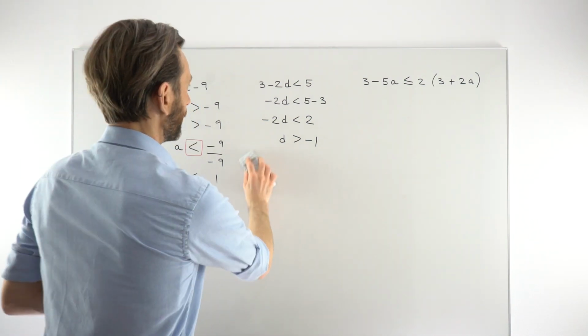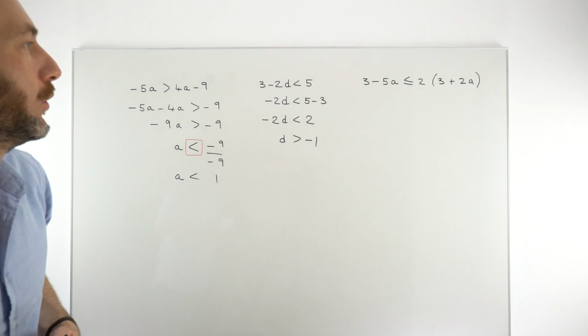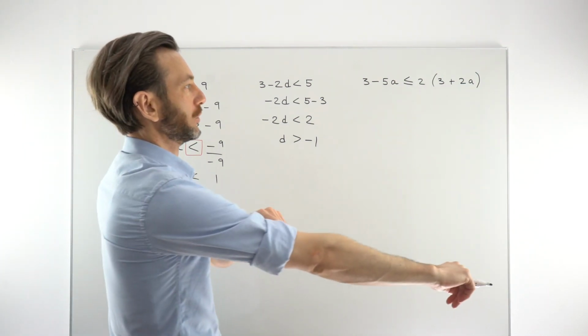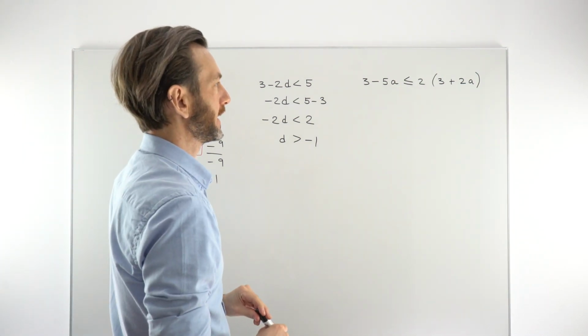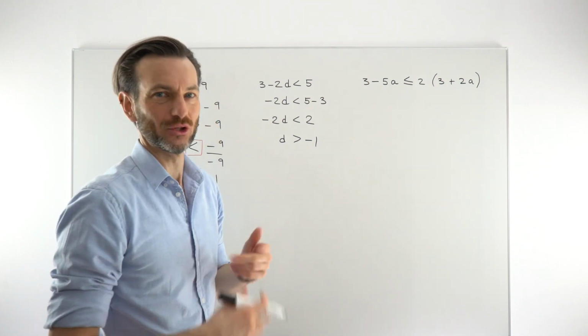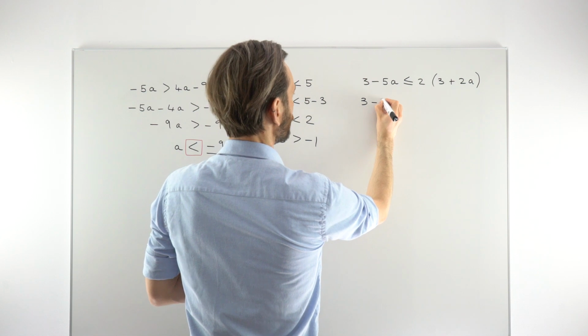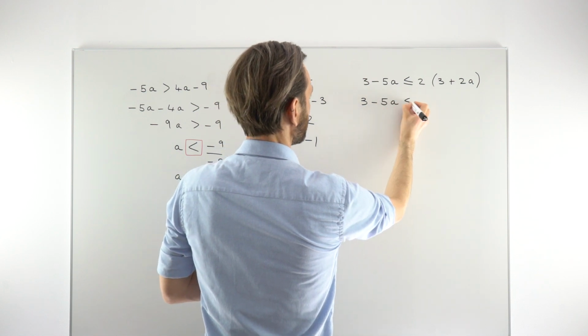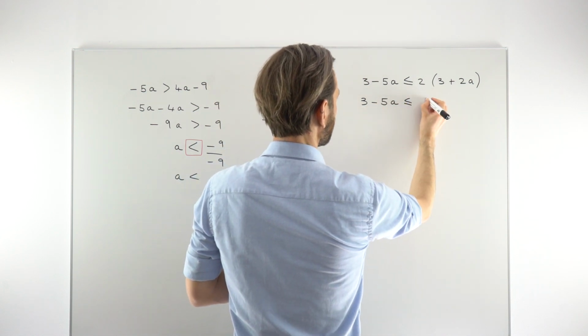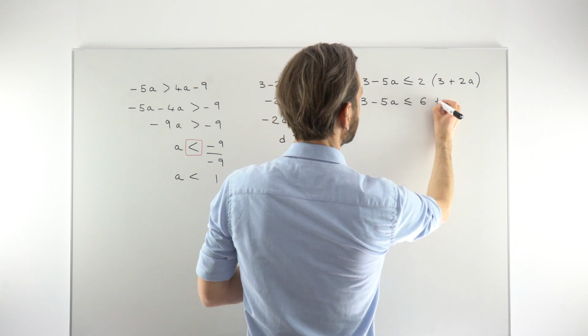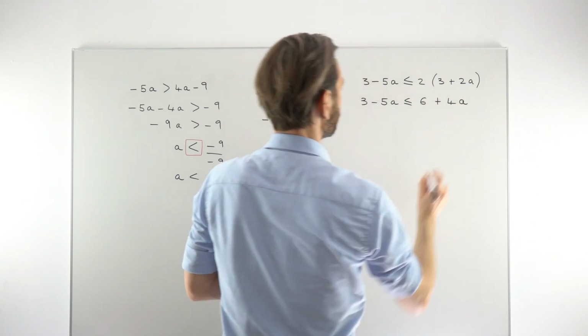Okay, so that one was fairly easy. The last one looks a little uglier. It's got a bracket to deal with, but like equations, anytime you see a bracket in these, just multiply out the bracket and then see how that leaves you. So our first move will just be to leave the left-hand side, multiply out the bracket. So 2 times 3 gives us 6, 2 times 2a gives us 4a, of course.